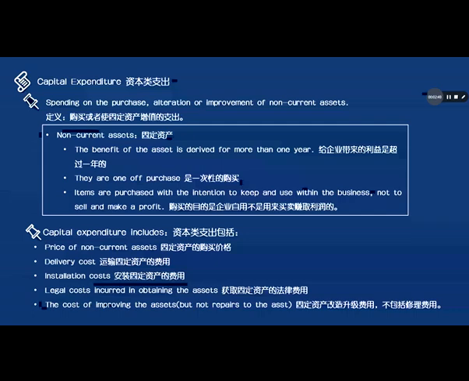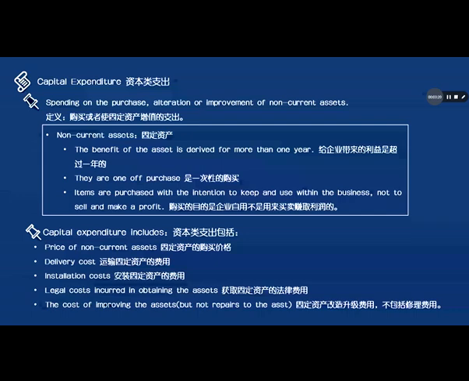For some big machinery or equipment, they need to be delivered to the factory and need to be installed before it can be used. So these expenses are also recognized as capital expenditure. So the delivery cost and installation cost included in the price of non-current asset, they're all recognized as capital expenditure.